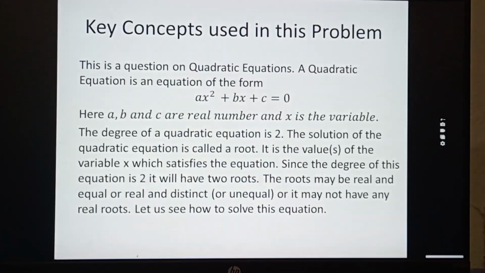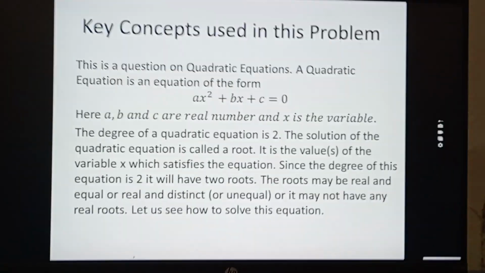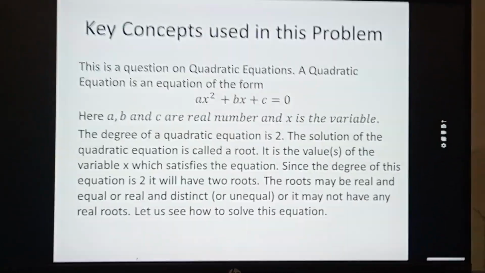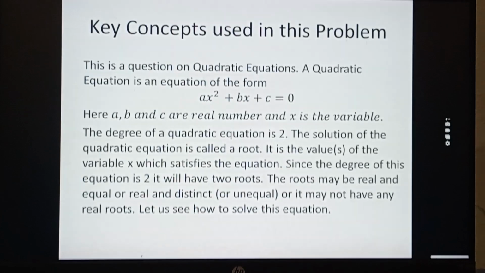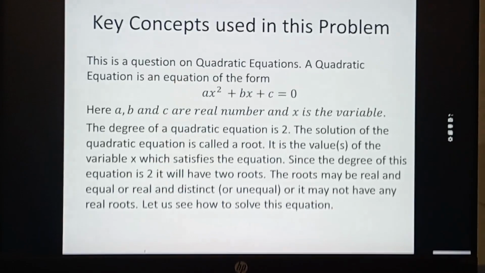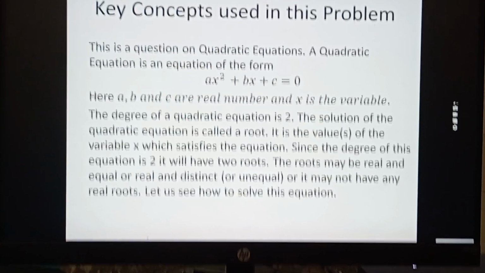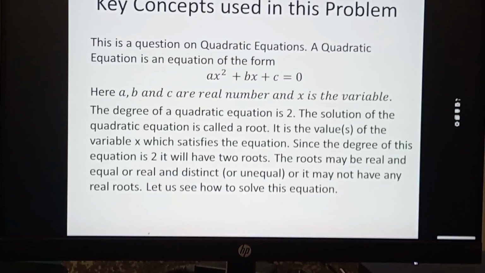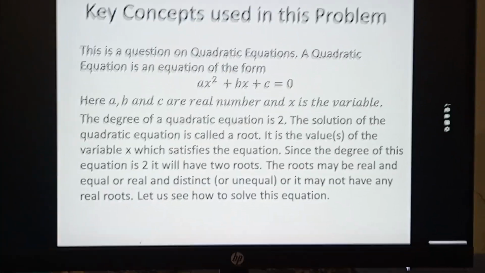The solution of the quadratic equation is called a root. It is the value, or values also, because it can have 2 values, of the variable x which satisfies the equation. Since the degree of this equation is 2, it will have 2 roots. The roots may be real and equal, or real and distinct or unequal, or it may not have any real roots. Let us see how to solve this equation.